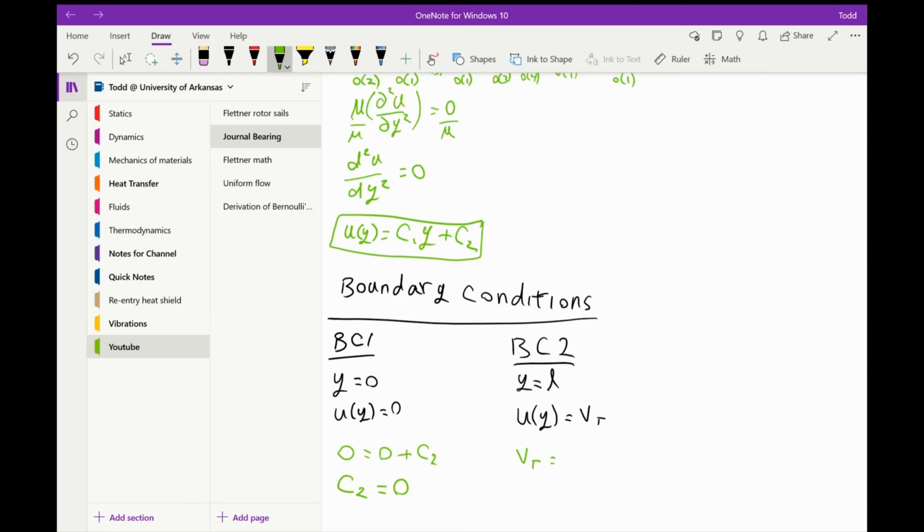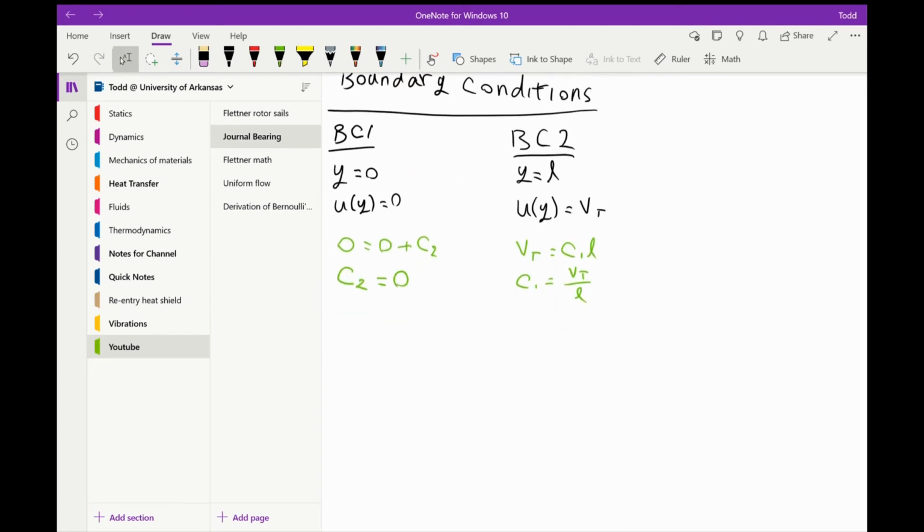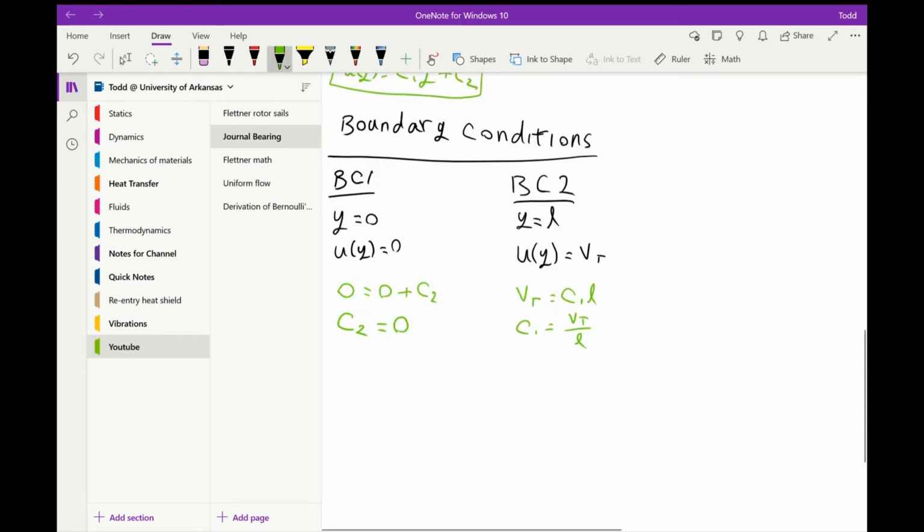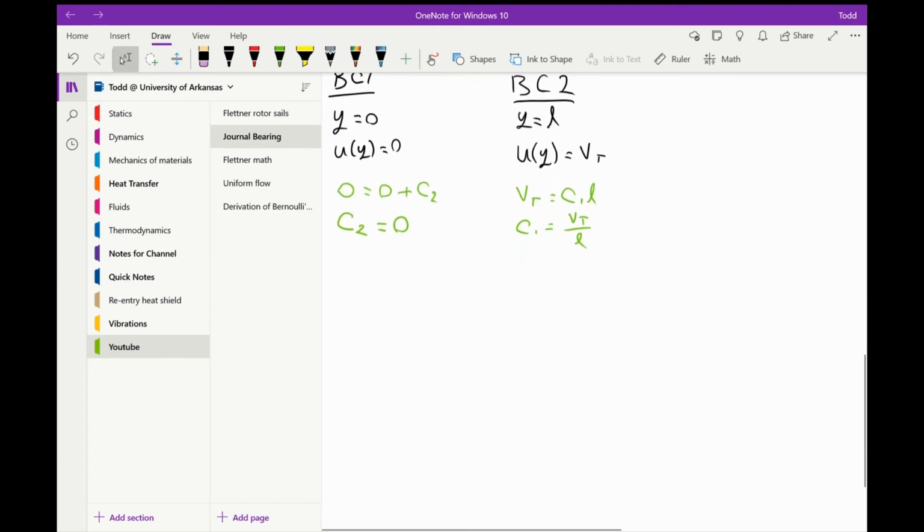When we have that, we have Vt is equal to L C1 plus 0. And when we solve for C1, we get C1 is equal to the velocity of the top divided by the length. Now that we have the constants, we can plug those back into our velocity profile, and we get an equation of u with respect to y is equal to Vt divided by L times y.